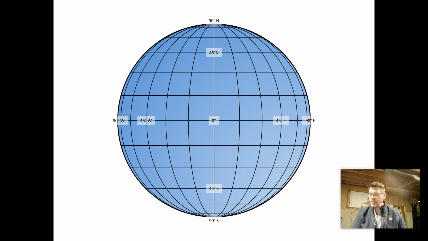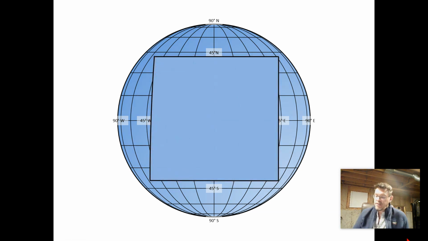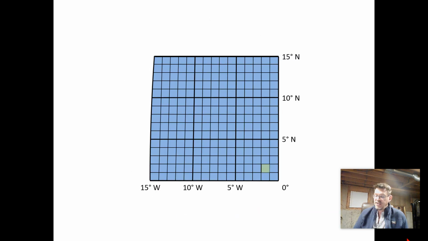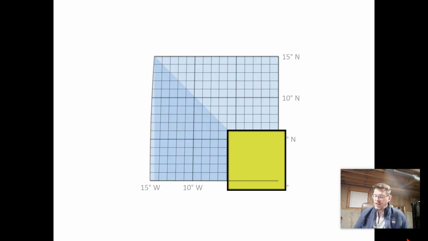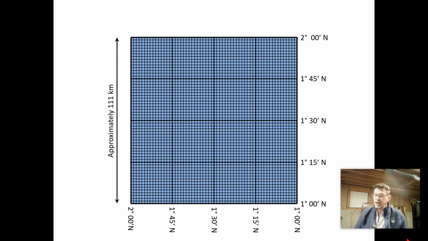So what I'm going to do here is zoom in on the map and look at what a 1-degree interval looks like. I'm going to zoom in on this red square, and in this red square, I'm going to break it up into 15 individual degrees. And then I'm going to take one of those and break it up even more.